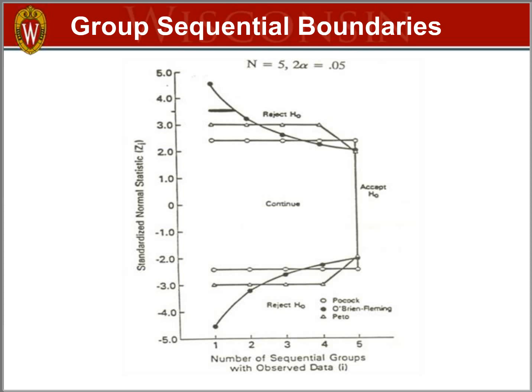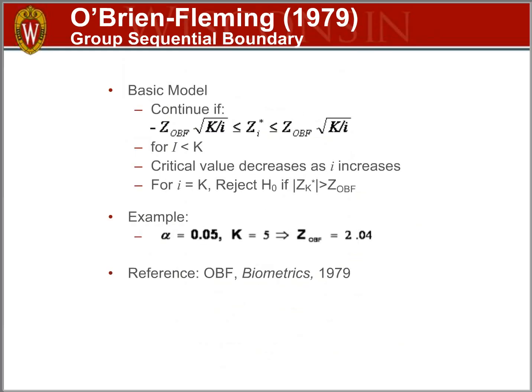So these are 3 examples of how you can be conservative. Each of them protects the false positive rate at the 0.05 level. How do those boundaries come about? Well, I don't want to go into the mathematics of this, but the O'Brien and Fleming boundary, for example, has a particular form. There's some critical value, which I've labeled Z_OBF, to represent the O'Brien and Fleming boundary, and it's modified as the trial goes on.